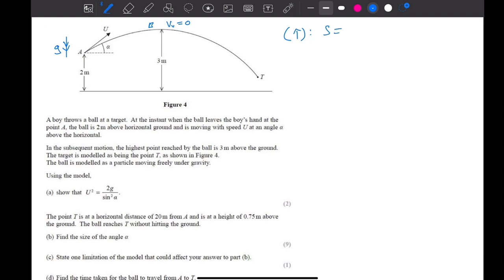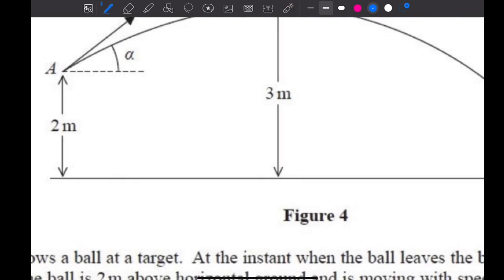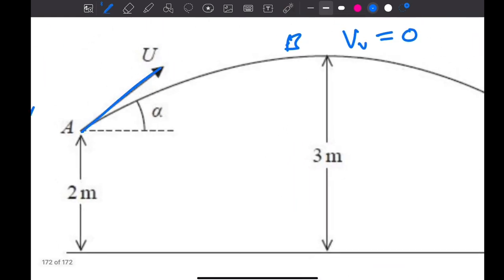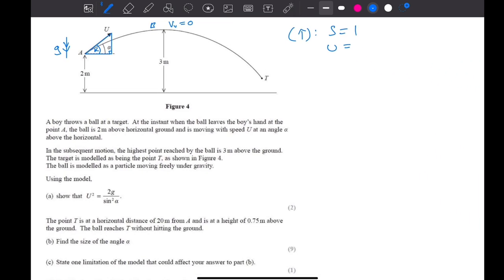S is going to be, well, going from the 2 to the 3, we'll use this point B as kind of our final point. So it's going to have a height of 1. U, the initial velocity. If we think about the triangle over on u, we can think about this as being the hypotenuse. We'll have a horizontal component and a vertical component forming a right angle triangle. So if we want the vertical component, and this is alpha down here, we want the opposite. So that's going to be sine. So it's going to be u sine alpha.